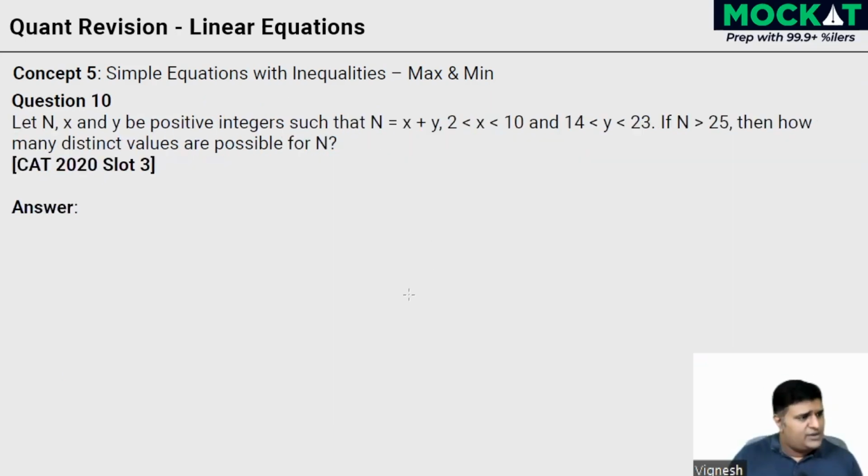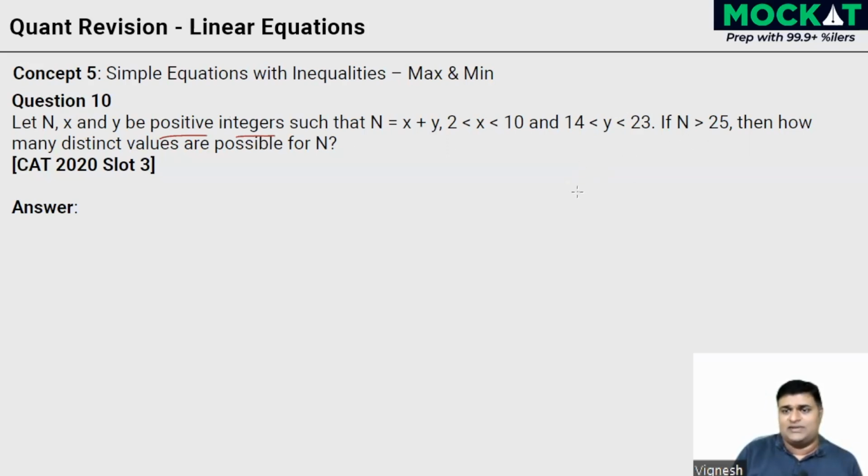So the next question over here, right? So where we have something to do with n, x, and y. Again, 3 variables over here, and we have an equation defining n as sum of x and y, and we are told that all of them are positive integers. They are all greater than 0, 1 or more. And I have a range for x, 2 is less than x is less than 10, and for y is 14 is less than y is less than 23, and I'm told n is greater than 25. N is what? Sum of these two should be greater than 25.